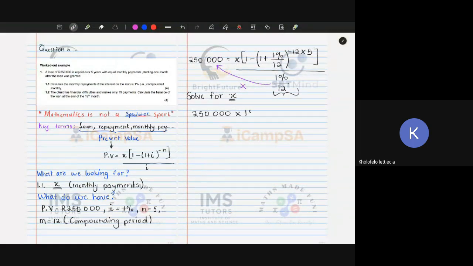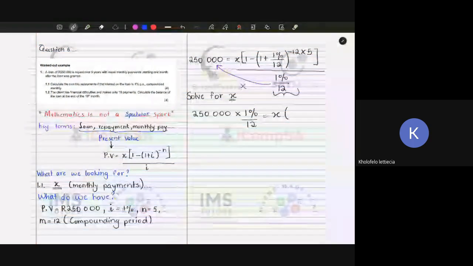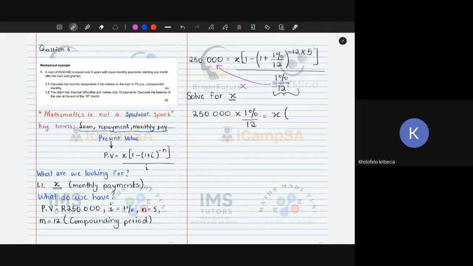1% divided by 12. And I'll have X multiplied by, guys, can you please punch in on your calculator what is going to multiply X? So punch in 1 minus open bracket 1 plus 1% divided by 12 all to the power of negative 12 times 5. What do we get?